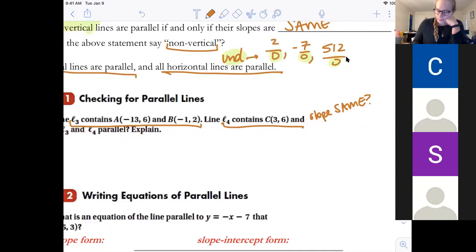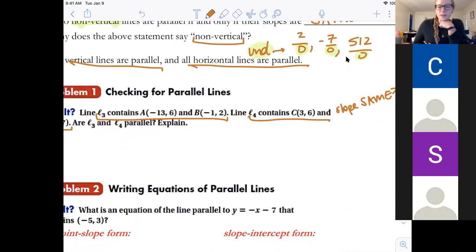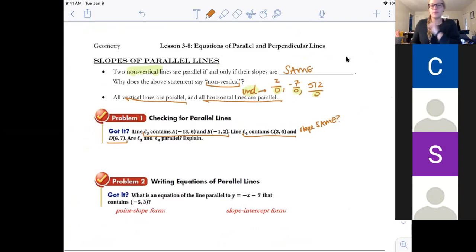So let's work smarter, not harder today. Let's split up the work. So girls, why don't you find the slope of L3? And then boys, you find the slope of L4, and then we're going to compare them. I'll do them both, but you do yours first. So girls do L3, boys do L4, and then we'll compare.